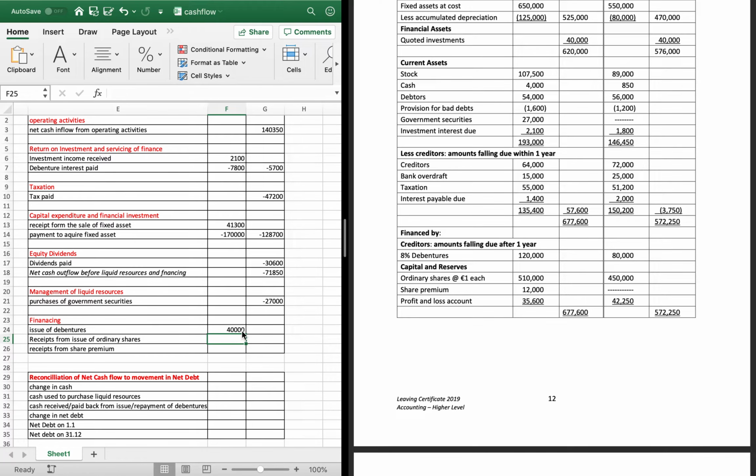Our shares have gone up. They've gone from 450 up to 510, which is 60,000. And they actually went up by more than that because there was a share premium. If you remember, we got 20% extra on the 60,000. So 20% of 60,000 is another 12,000 euros. So overall, our financing position went up. So our increase or decrease in cash is the answer from net cash outflow down as far as financing. So it's 13,150. It's a positive, so that's an increase in cash.